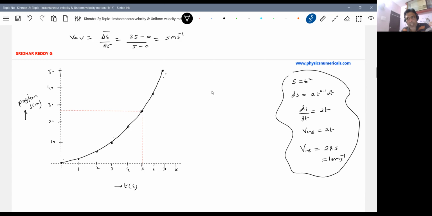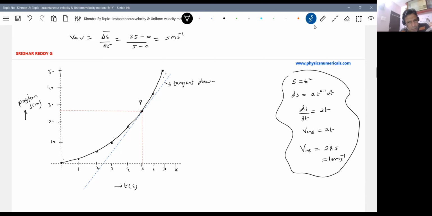Another method: draw a tangent. What you have to do? You have to draw a tangent at t equal to 5 seconds. I think I'm unable to draw it. Oh, no. Just extend. Okay, make it a very big line. This is the tangent. Let me choose that point. Tangent drawn.